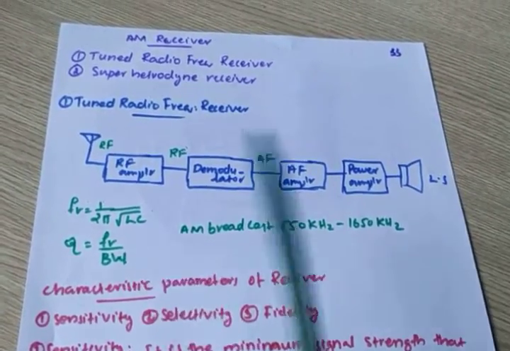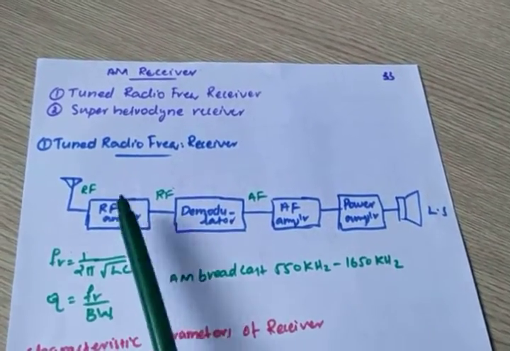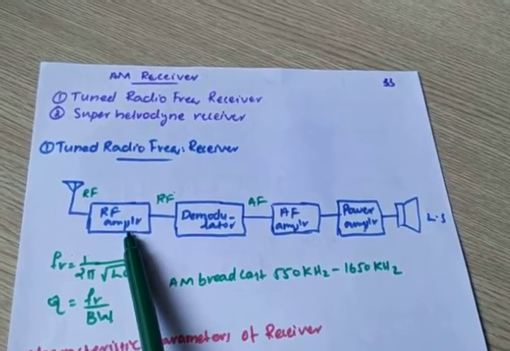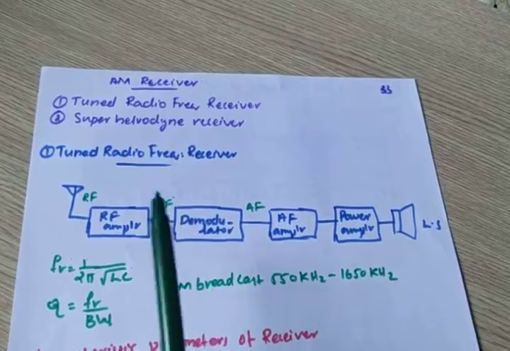So this is about the tuned radio frequency receiver. Here the amplifier used is a tuned amplifier with a resonant frequency of 1 by 2 pi root LC.